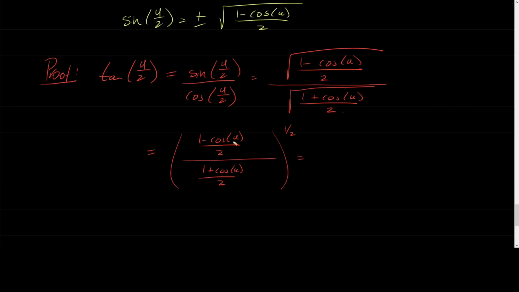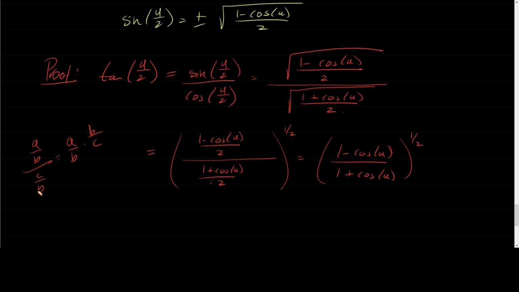And then we've got a fraction divided by a fraction. Well, in this case, those 2's are going to cancel out. So I end up with 1 minus cosine of u over 1 plus cosine of u, and all of this to the 1/2. And again, what I did here was if I had a over b divided by c over b, notice I'm using b twice because they both have the same denominator, that's going to be a over b times b over c, because dividing by a fraction is multiplying by the reciprocal. And those b's cancel out, leaving us with just a over c. So that's what I did here.